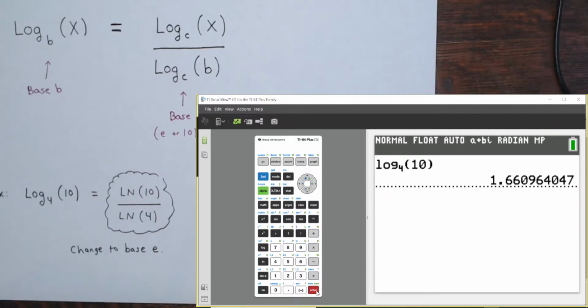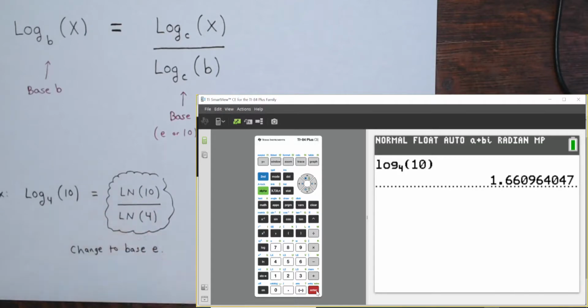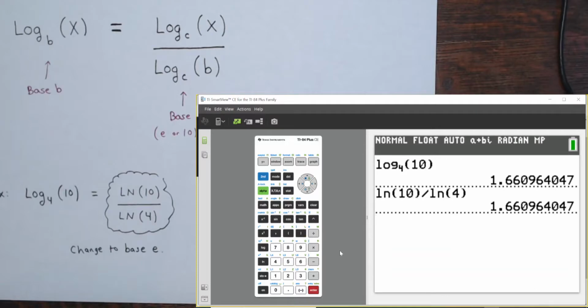Now let me enter this, after using the change of base rule to change it from a base 4 expression to a quotient of base e expressions. Just take the natural log of 10, log base e of 10, and then divide that by the log base e of the original base. You'll see that this ends up giving me the same number. These are the same value, 1.66096, and so on.